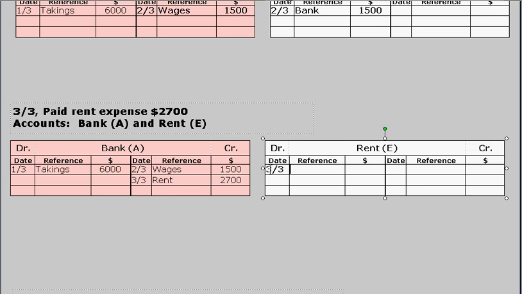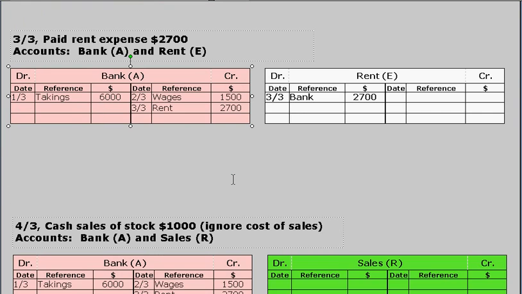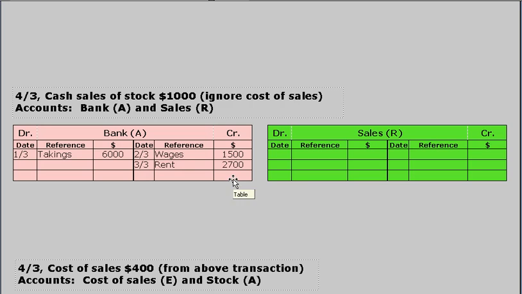The name of the other account is bank, and the value was $2,700. So you've debited rent to increase it, that's a debit entry $2,700, and you've credited the bank to reduce the bank $2,700. The value of the debit $2,700 equals the value of the credit $2,700, and we're still in balance. We move on to the next transaction.